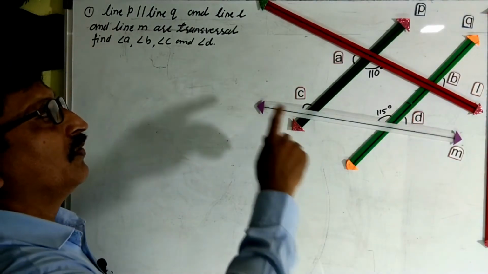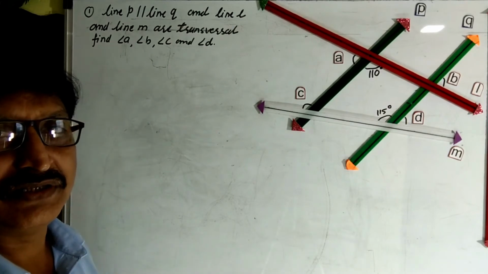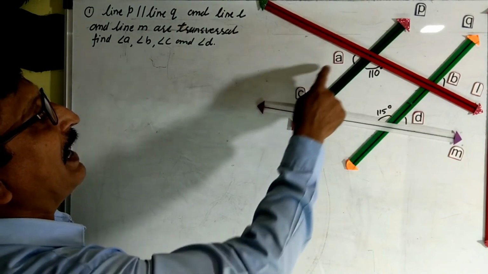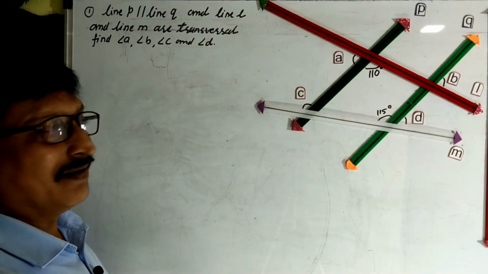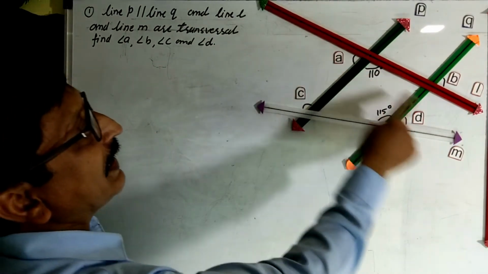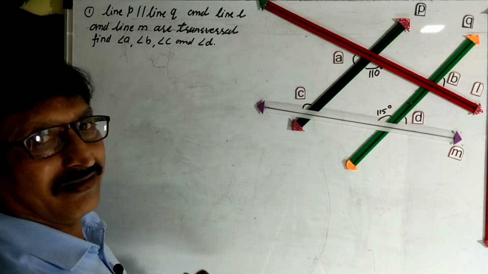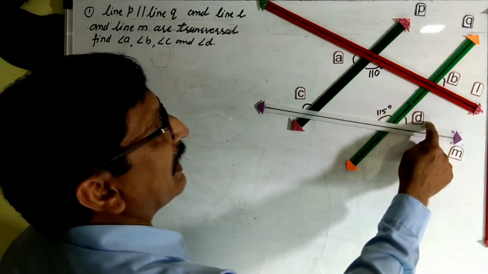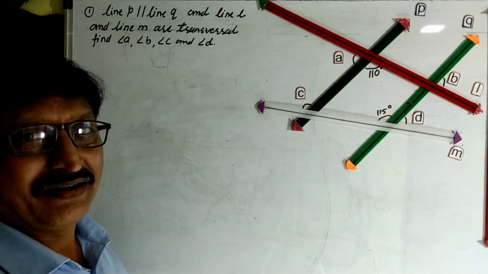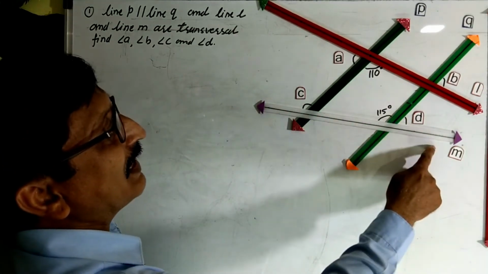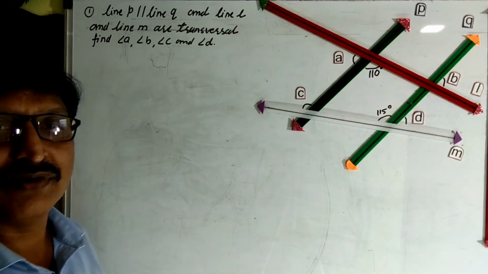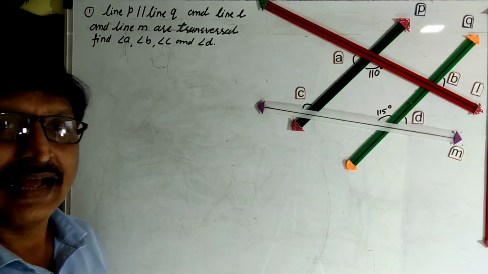Now, while solving such type of examples, you have to observe the figure properly. See now, we are looking that angle A and C are interior angles, but are they supplementary? No. Why? Because the line L and line M are not parallel. Similarly, this angle B and D, they are also looking like corresponding angles, but are they congruent? No, because again this line L and M are not parallel, and therefore while solving such type of problems you have to see the parallel lines and a transversal.